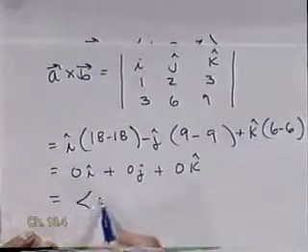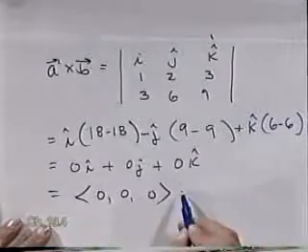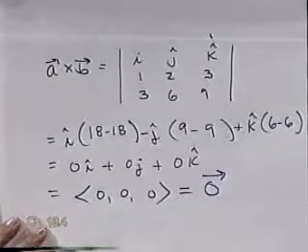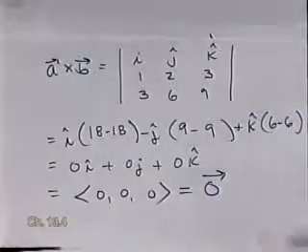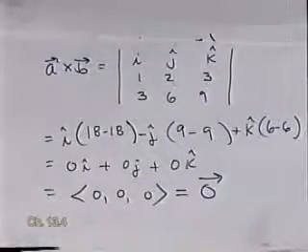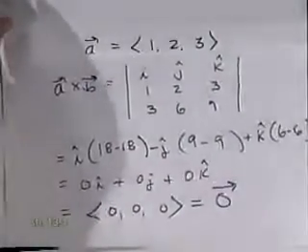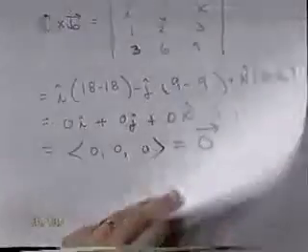So what do we have? We have the vector whose x, y, and z components are 0, 0, 0, which we write like that. So we just verified. We have two vectors that we just showed were parallel, and we just showed that their cross product indeed is 0. Okay, not hard. Not hard.